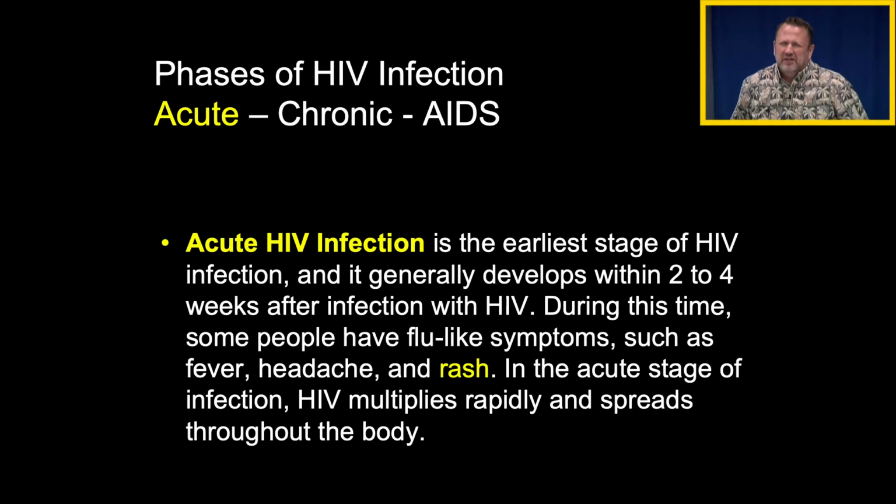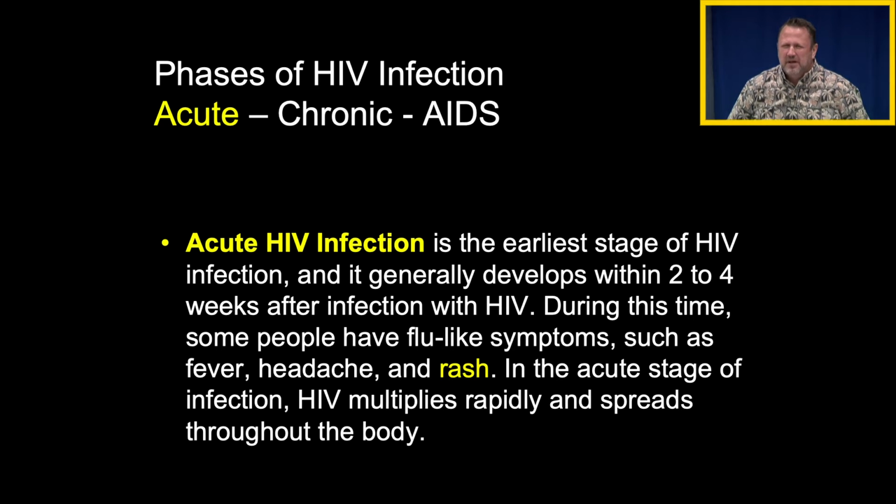Acute HIV infection is the earliest stage of HIV infection. It generally develops anywhere between 2, 4, 6 weeks after the infection with HIV. And during this time, people will have flu-like symptoms. We talked about that. Fever, headache, but especially rash. And we took a look at those acute HIV rashes.